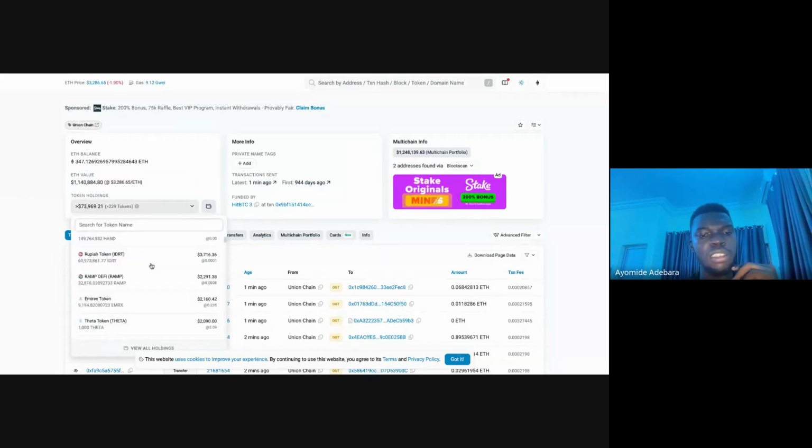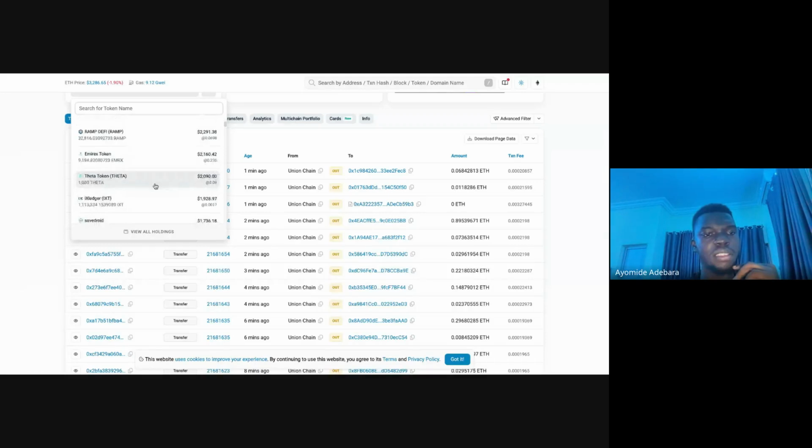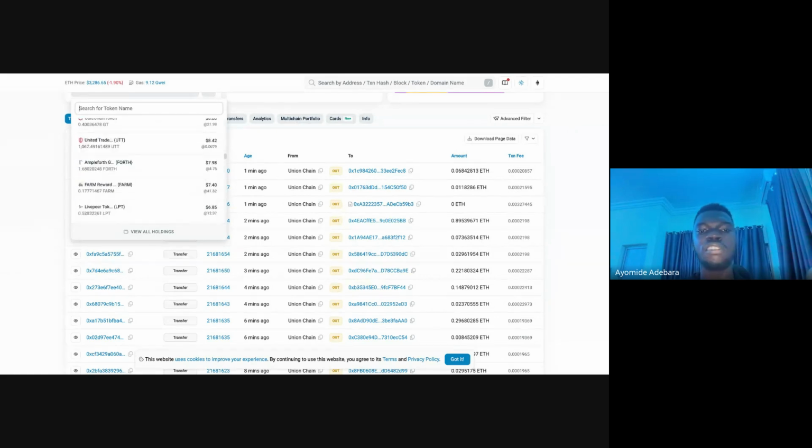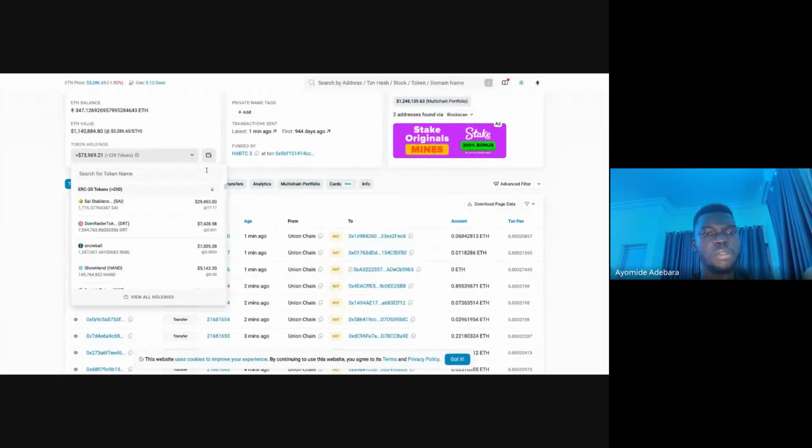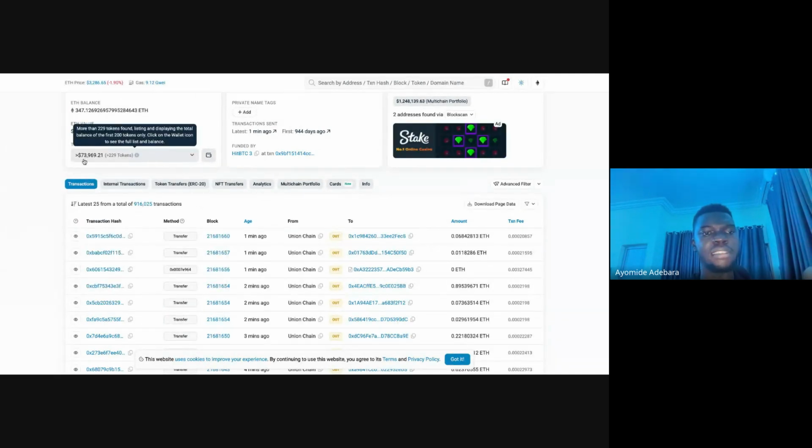So you can also see the different other tokens. These are ERC20 tokens, and it also includes ERC721 tokens, if he has them. You can see everything. So these are the tokens the person has, and this person has about $73,000 worth of tokens. Yeah.